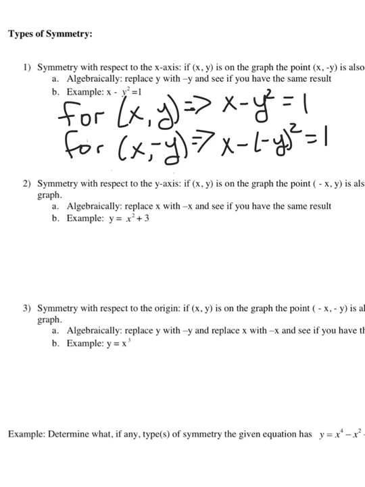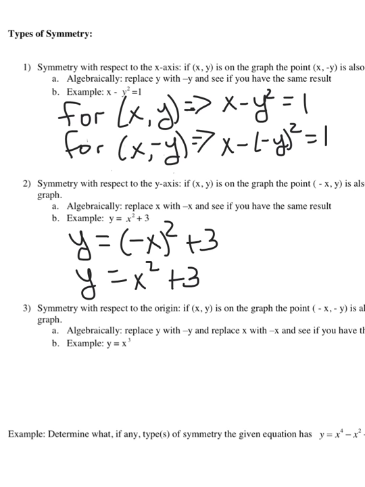Now this one is symmetric about the x-axis. That means that I have y values above and below the x-axis at the same value for x. So that should give you a clue right there that that's not a function because it does not pass the vertical line test. All right, in the next example, we're replacing x with negative x.